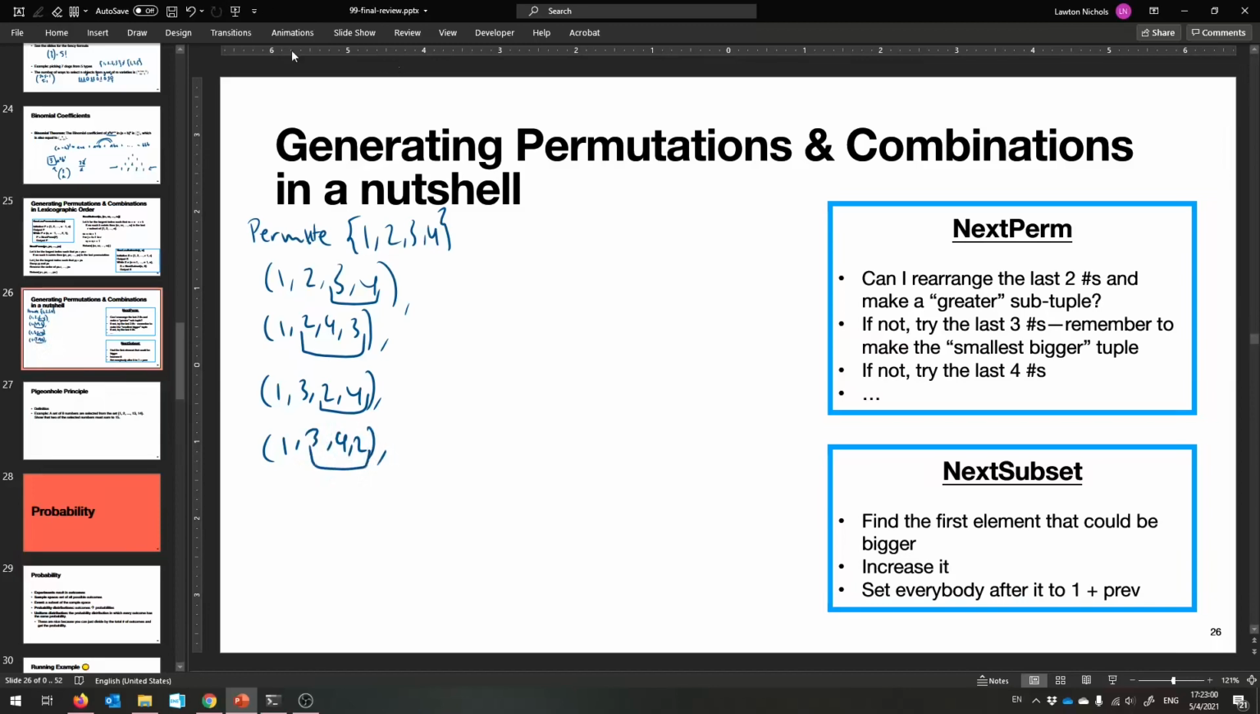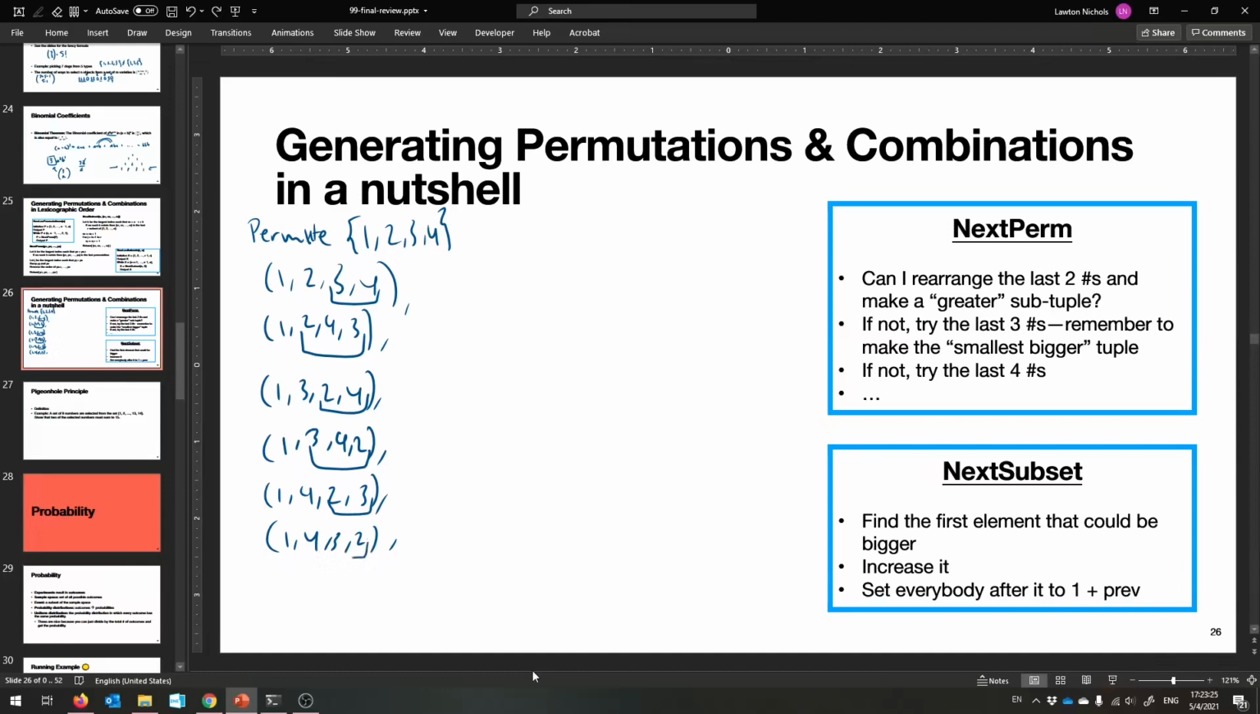Okay, so we have to look at these three. Can we make a bigger one? Yes. 1, 4, 2, 3. Okay. Make the next smaller one. It couldn't have been 3, 2. Okay, let's look at this one. What's the next one? 1, 4, 3, 2. I can arrange them this way. Let's look at this one. Can I make the next bigger one? Oh no, I cannot. 4, 3, 2 is as big as we can get.